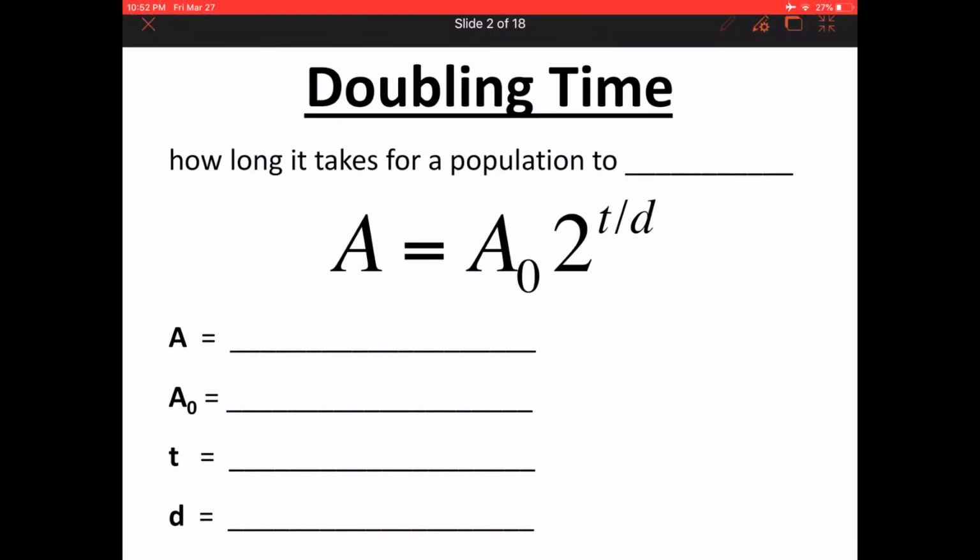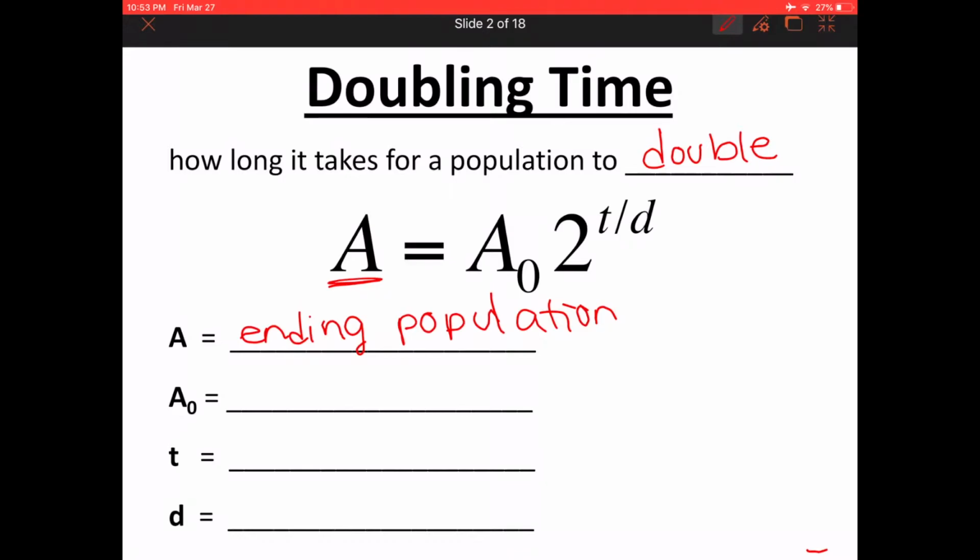My first equation is going to be the doubling time equation, which, like the name says, is how long it takes for a population to double. So if we have 10 people, how long will it take for us now to have 20? The letter A stands for the ending population.